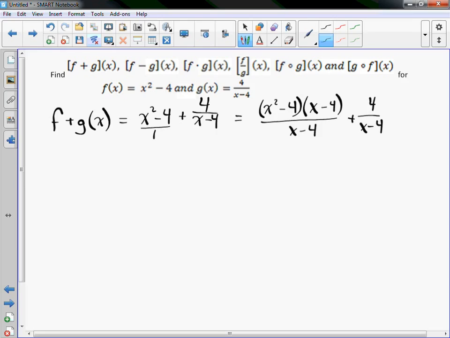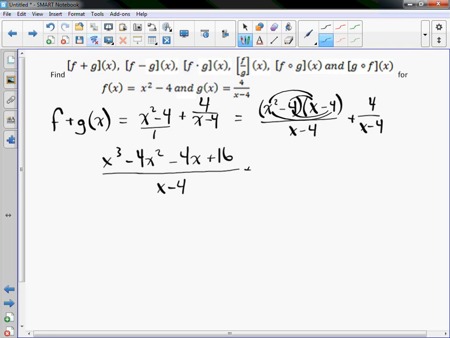Okay, and then you need to FOIL top here. First, inside, outside, and last. Okay, so x times x squared is x cubed. And then we have a minus 4x squared and a minus 4x and a plus 16. That's all over x minus 4. And then I still have my plus 4 over x minus 4 over here.